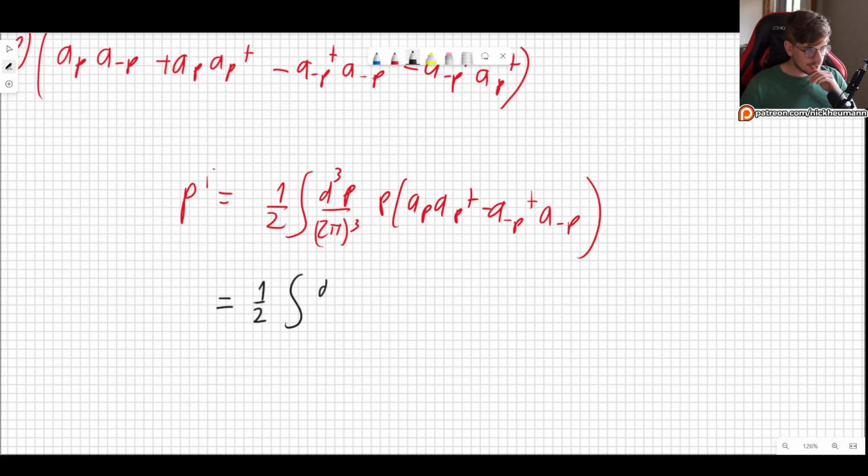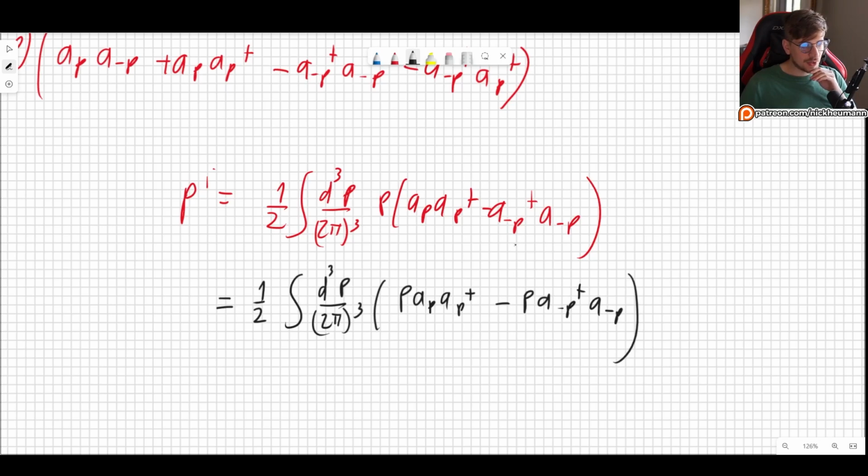So we have 1/2 integral d3p over 2 pi cubed. And now we have p, a_p dagger a_p, and then minus p, a_minus p dagger a_minus p. And now we're going to do something to only the second part of the integral. There are basically two different integrals, so you can change one independently of the other. We are going to say, let p go to minus p.